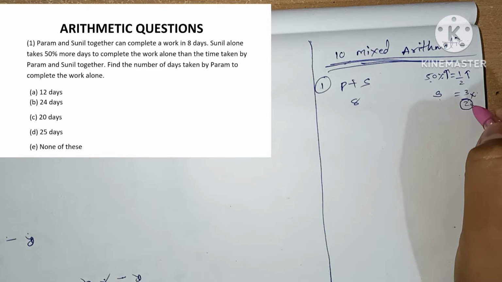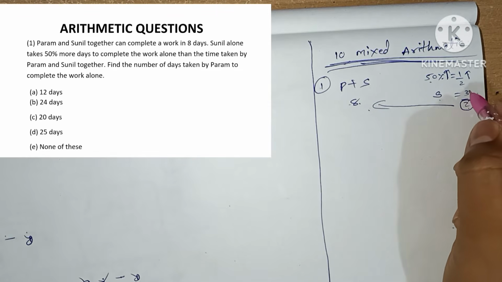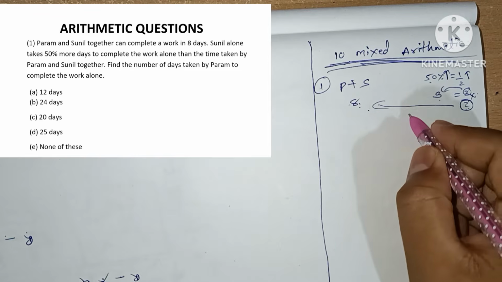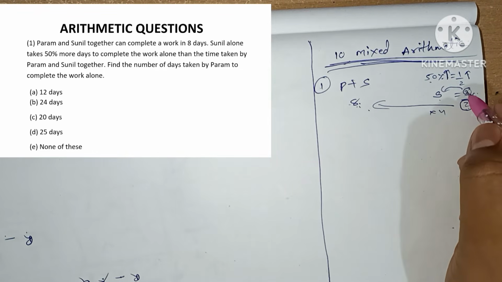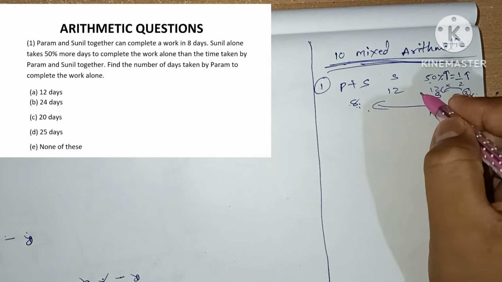So these 2 parts is nothing but Param and Sunil. This 3 part is only by Sunil. 2 parts value is 8, means 2 into 4 times will be 8. So 3 into 4 times which will be 12. So Sunil can complete the work in 12 days.